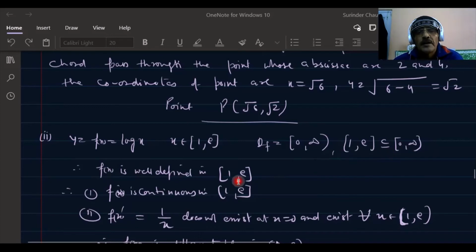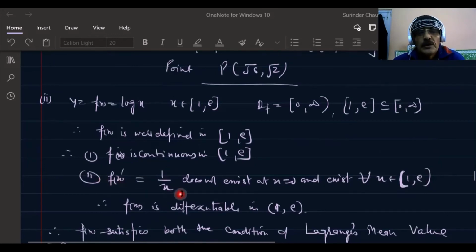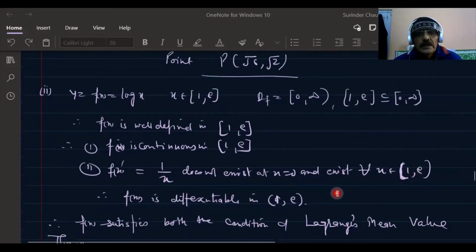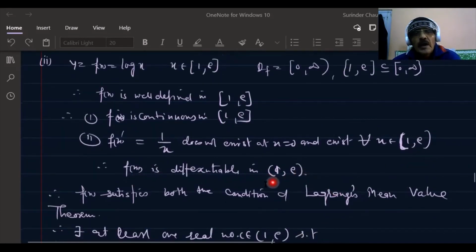So log of x is well defined in the closed interval 1 to e. If it is well defined, it means it is continuous in the closed interval 1 to e. If you differentiate f(x), you get 1 upon x, which will not exist if x is 0. But 0 doesn't belong to this interval. So this function is differentiable. Log of x is well defined in this interval, therefore f(x) equals log of x is differentiable in the open interval 1 to e. Now f satisfies both the conditions of Lagrange's mean value theorem in the interval 1 to e.